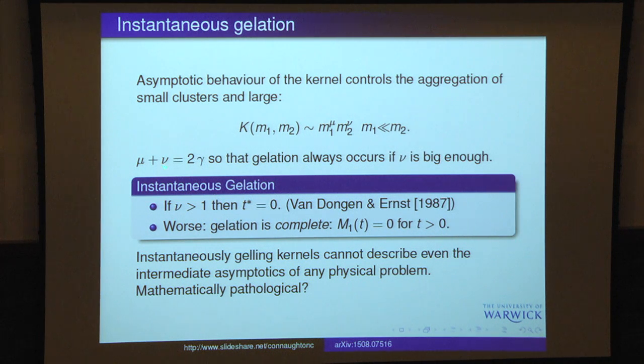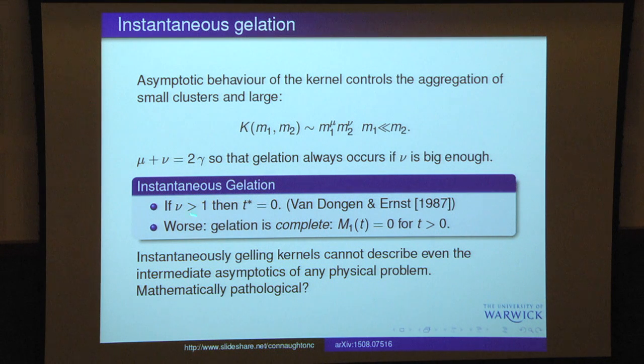So if you fix the mu exponent, then gelation will always occur if this nu exponent is big enough. But what Van Dongen and Ernst, and various other people, expressed most clearly, based on work by others, is that if nu is greater than 1, they found that this T star, this gel time, is 0. So essentially you could transfer mass to infinite size within 0 time if you would take the Smoluchowski equation literally.